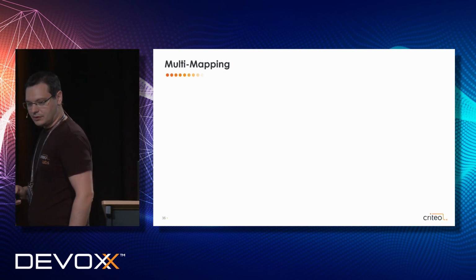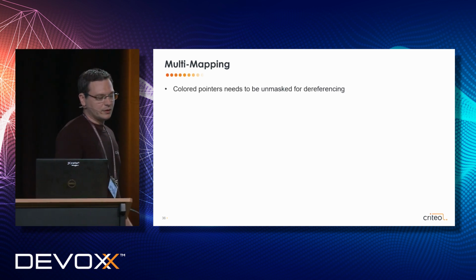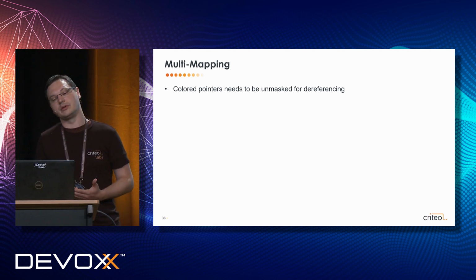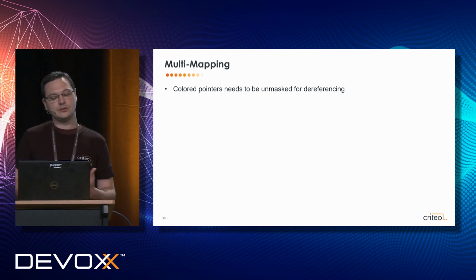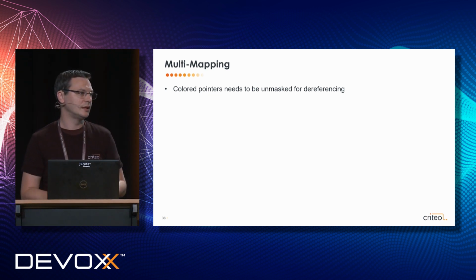Also, they use a particular trick about multi-mapping. When you use colored pointers, you have metadata that is stored in the reference address, and to get to the correct address, you need to unmask that metadata.